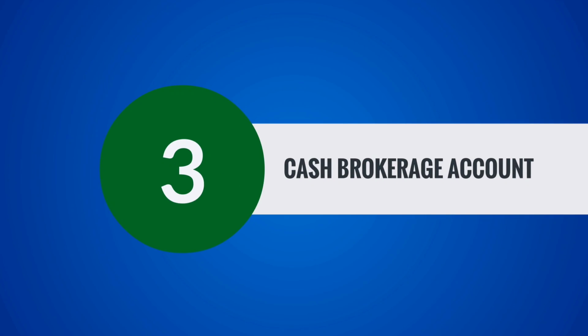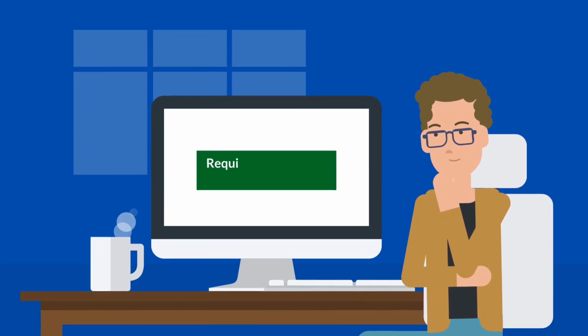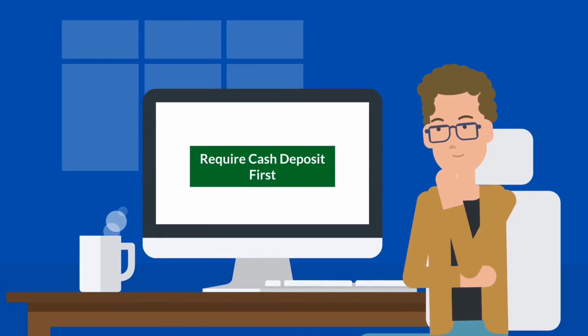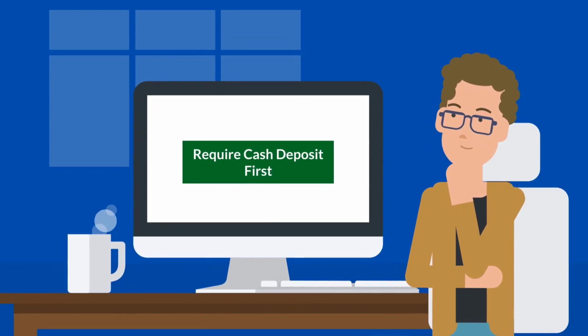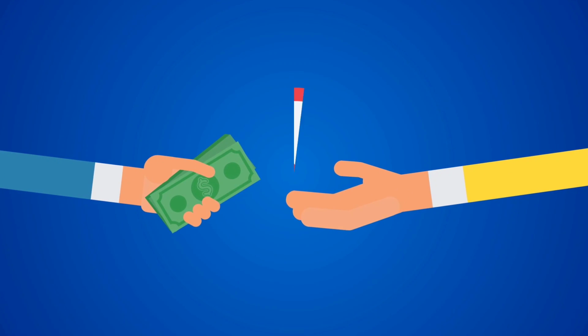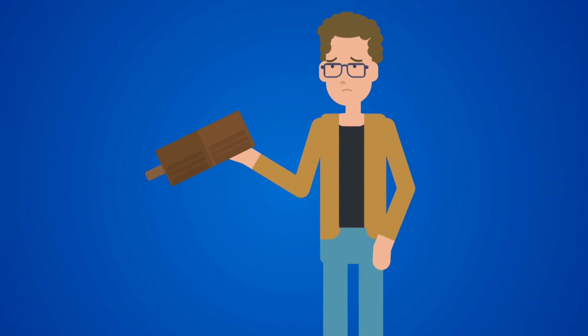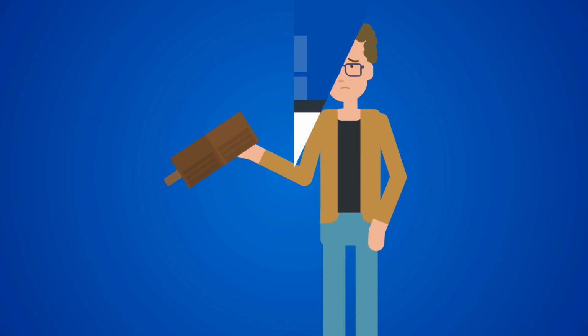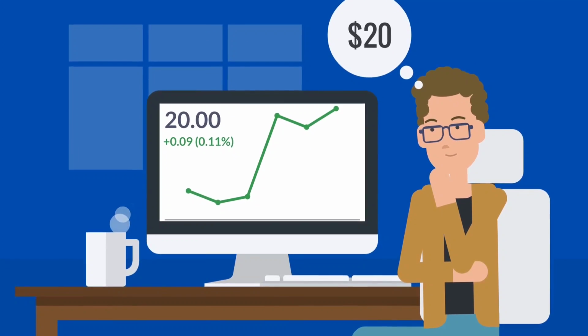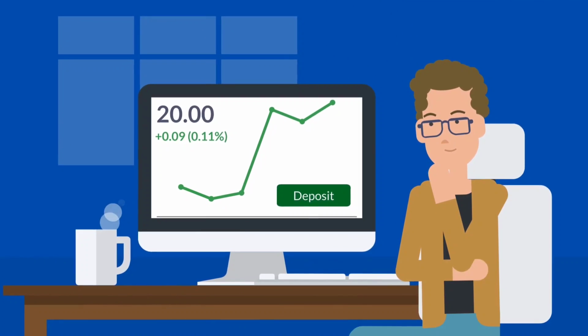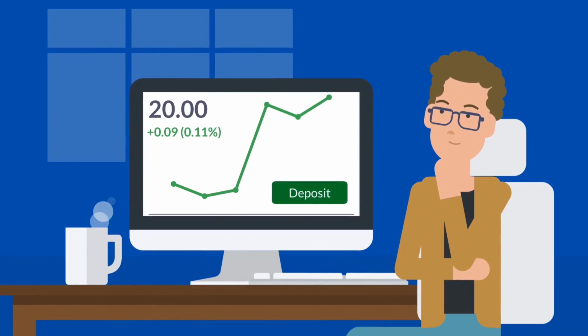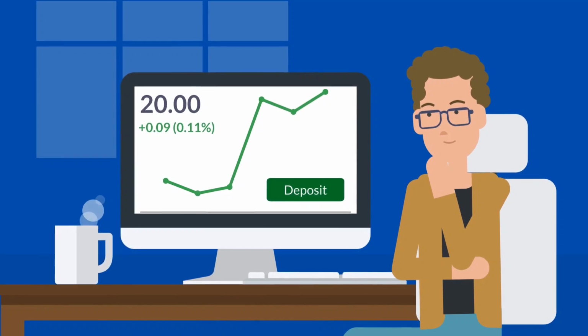Cash brokerage account. A cash brokerage account is one that requires you to deposit cash before you can start trading. In other words, the brokerage won't lend you any money and you can't spend what you don't have. If you want to buy a stock worth $20, you have to deposit at least $20 into your account and use those funds to complete the trade.